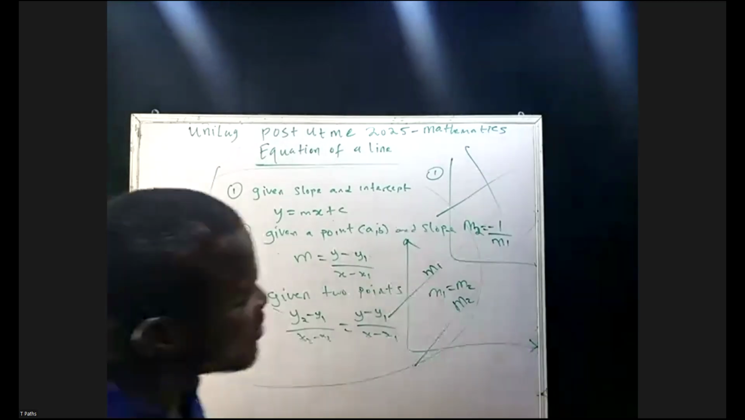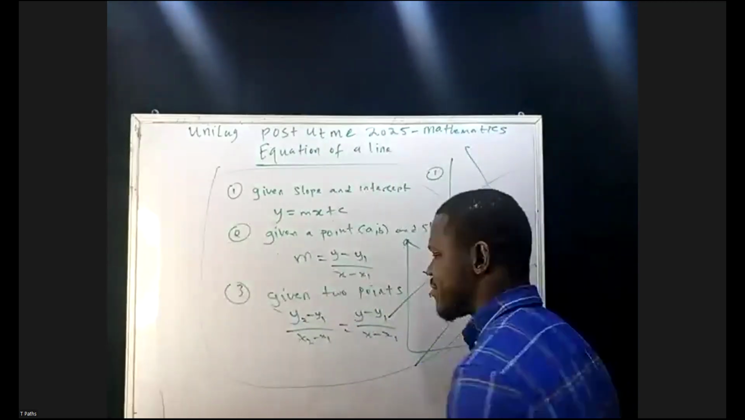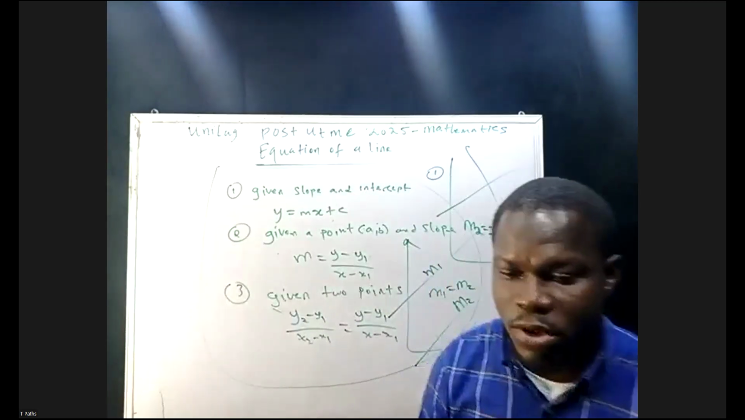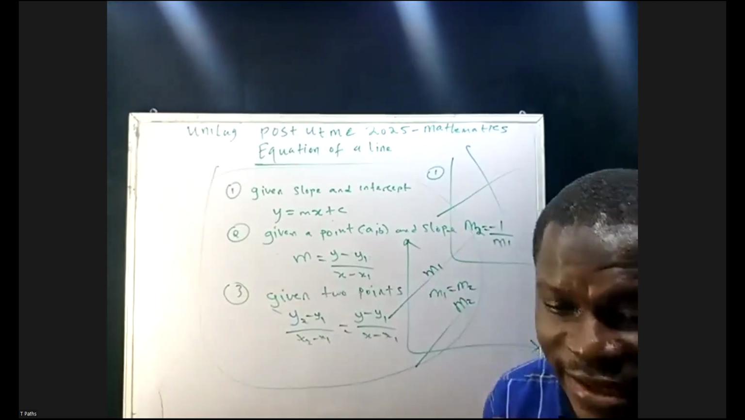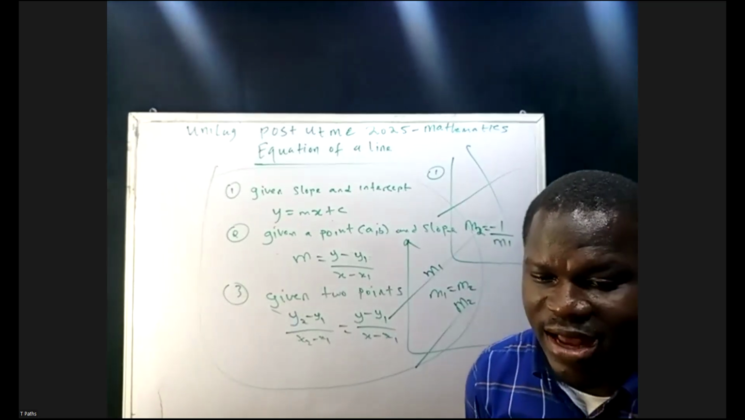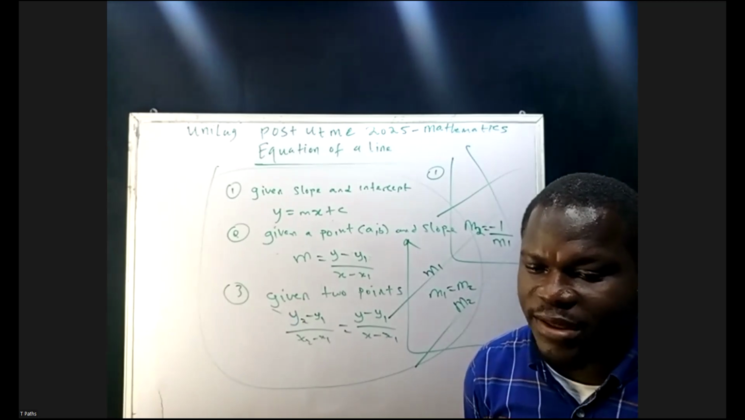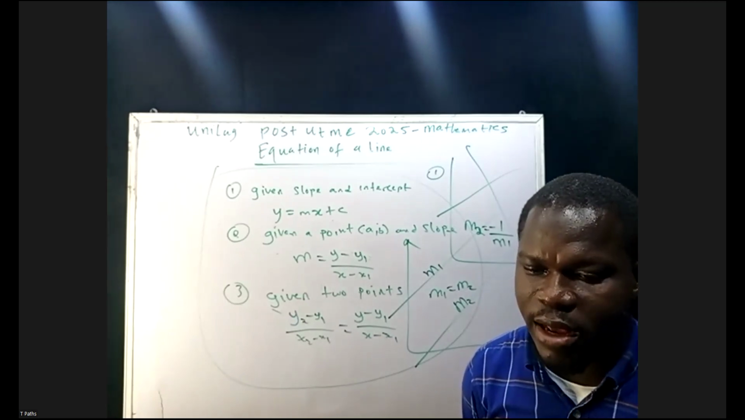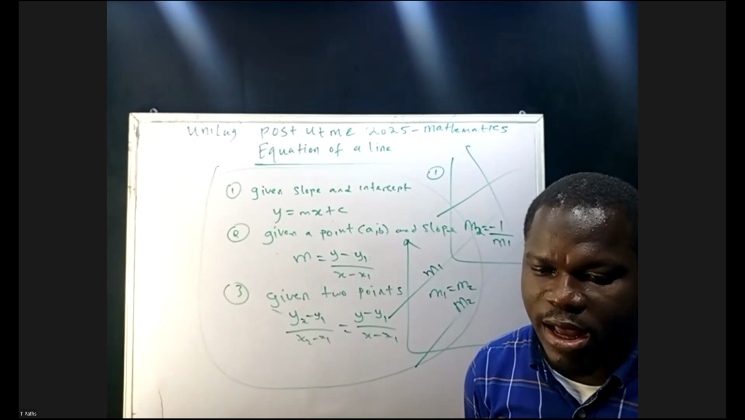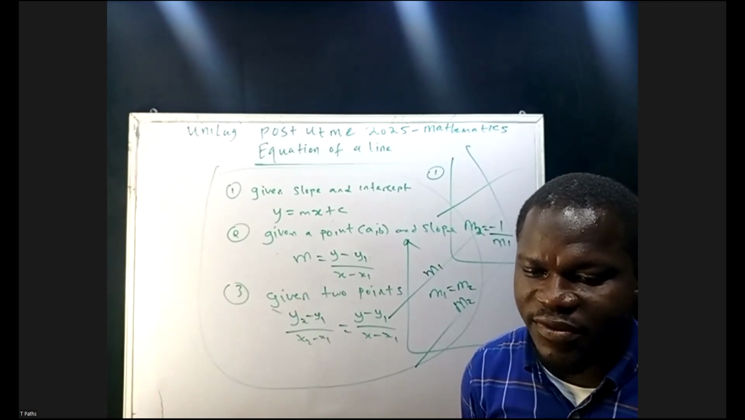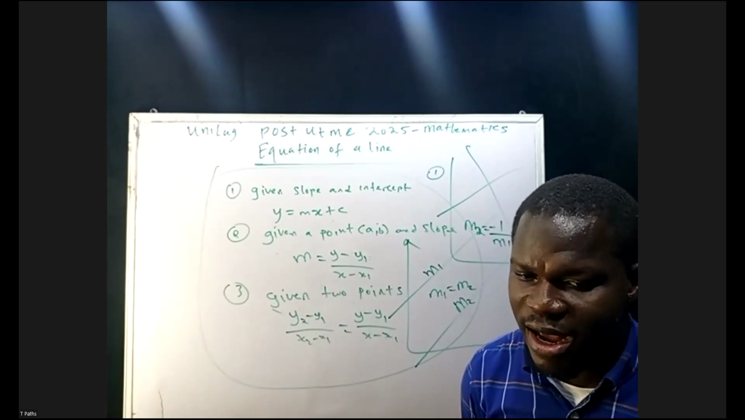Now, the question might say two parallel lines, and you just have to pick that. And please, I want you to write this down. I'll give you 1 minute. Write this down, and if there's any question you have to ask.